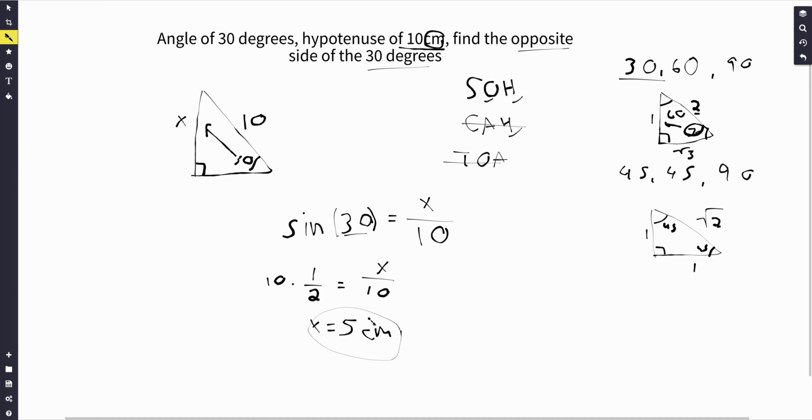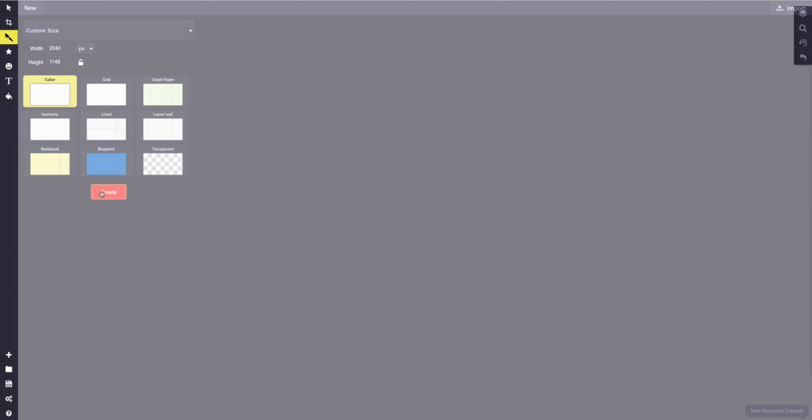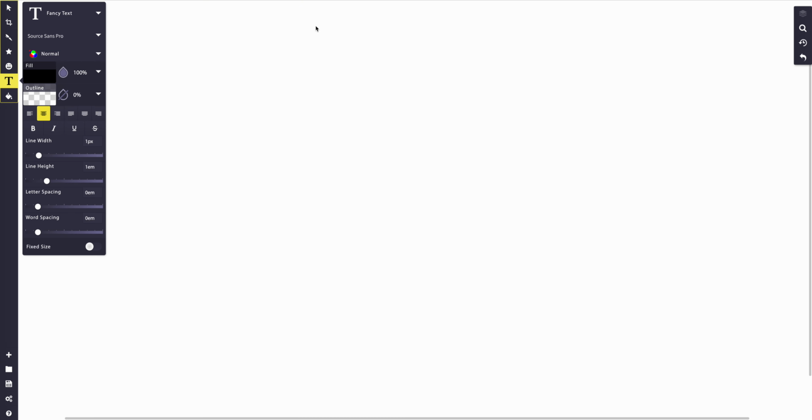Okay, that was an easy example. Let's move on to a slightly harder medium example. I'll be creating another new document for this. Okay, this question is going to be all right triangles again. We know the opposite side is equal to 7 centimeters, and we know the adjacent side is equal to 24 centimeters. What is the hypotenuse?